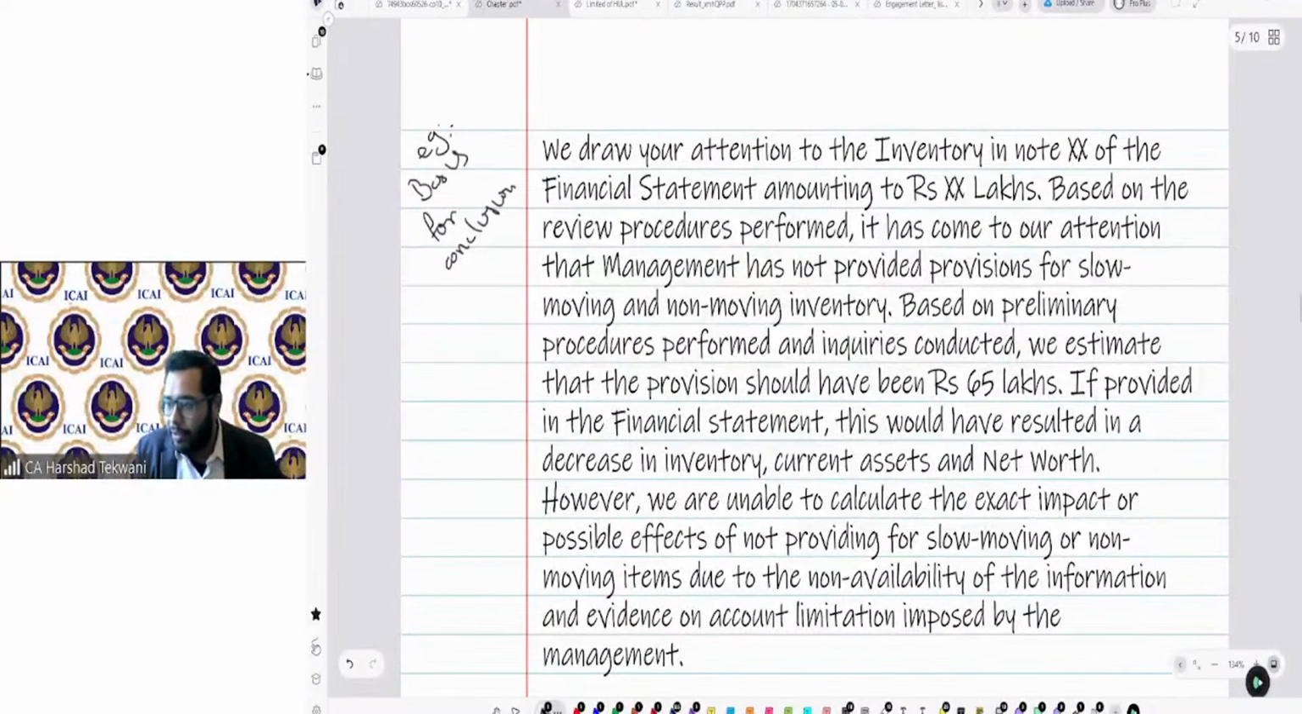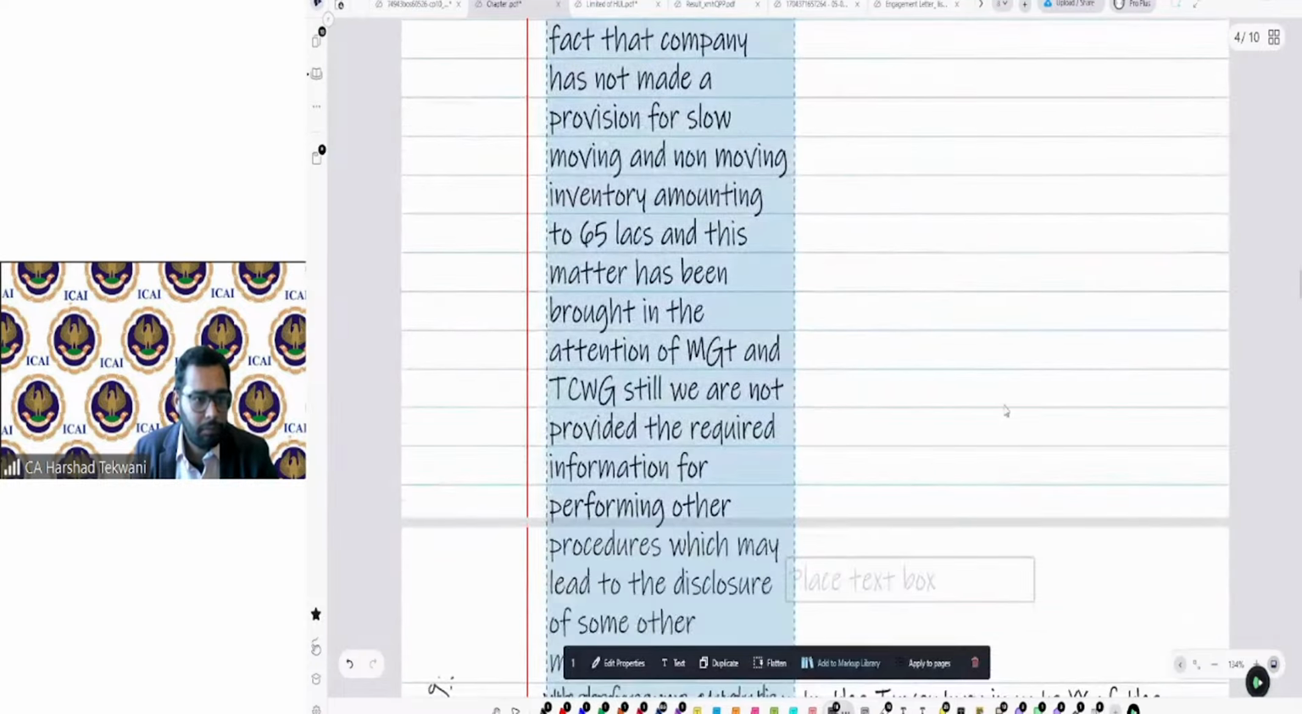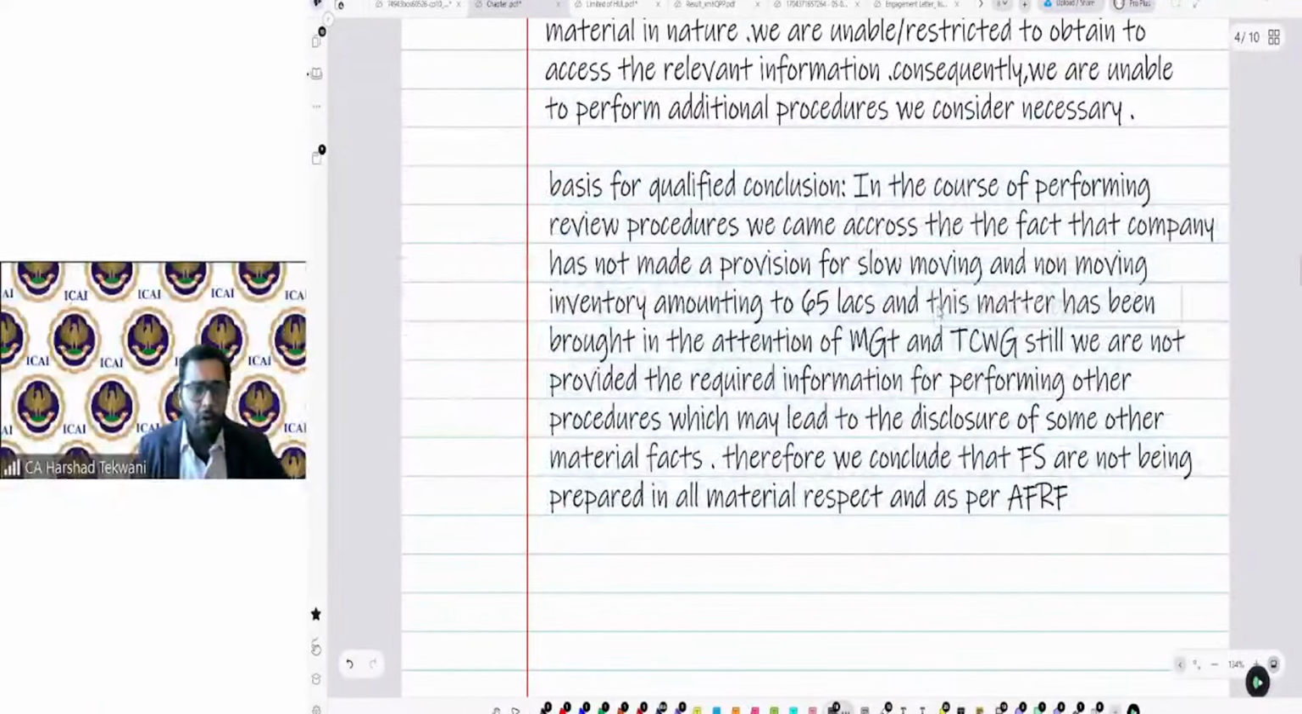One more answer we received, and I'll just write it here. In the course of performing review procedures, we came across the fact that the company has not made a provision for slow moving and non moving inventory amounting to 65 lakhs, and this matter has been brought to the attention of the management, but still they are not able to provide the information for performing other procedures, which may lead us to disclosure of some material facts. Therefore, we conclude that the FS are not being prepared.